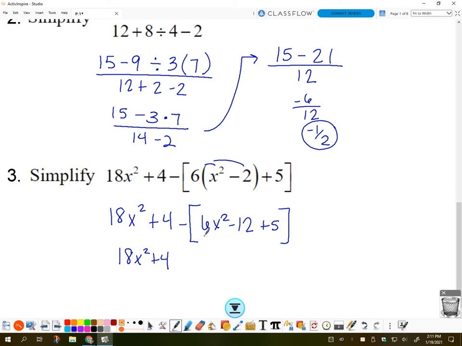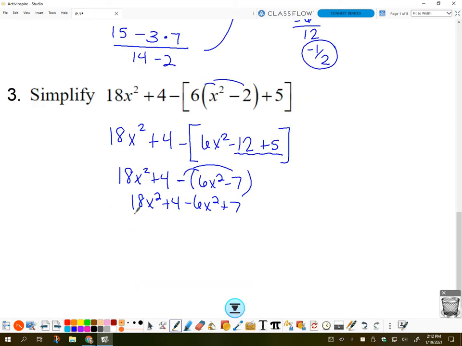So in here, we're just going to combine all of the terms. So we can put these guys together. Negative 12 plus 5 is negative 7. So we have minus, I'll make these parentheses, and call it 6x squared minus 7. All right, so now we have this negative that we need to distribute. So this would be negative 6x squared plus 7. And again, bringing down that 18x squared plus 4.